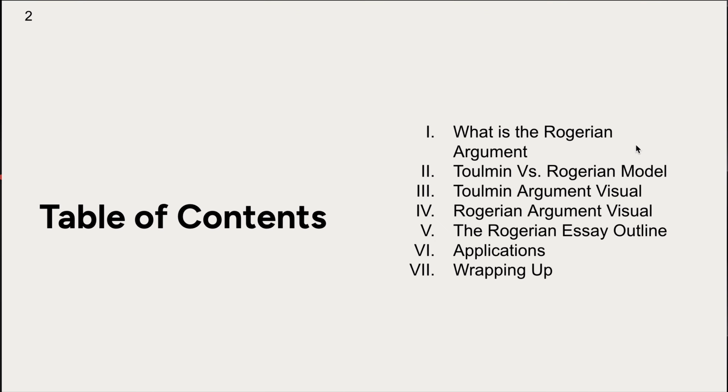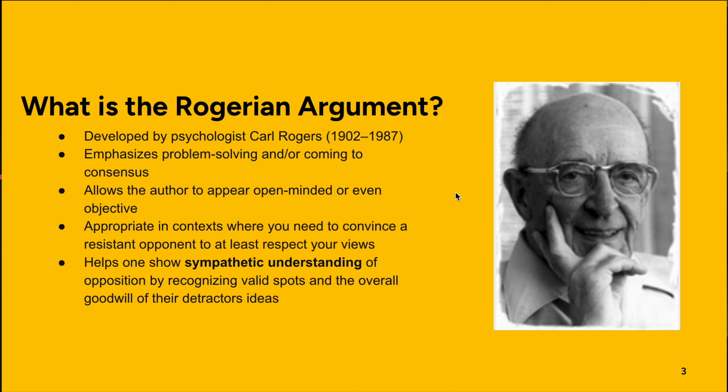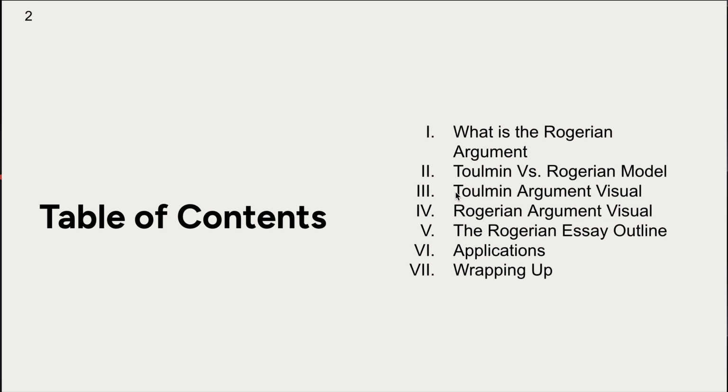Okay, so here's our table of contents. First we'll go over what the Rogerian argument is. Next, we'll look at the Toulmin versus the Rogerian model. We'll look at the Rogerian argument visual, the Rogerian essay outline, applications, and we'll do a quick wrap up.